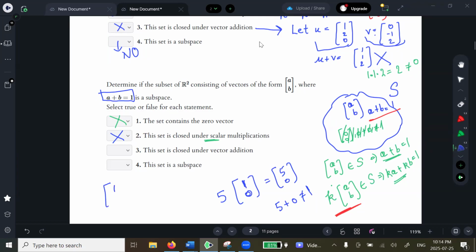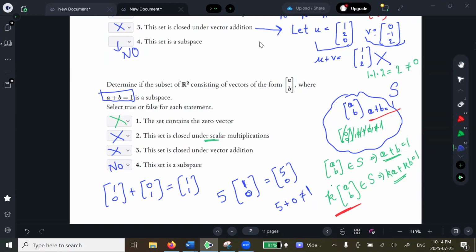Similar example you can pick for vector addition. I could pick (1, 0) and (0, 1). They both belong to the set because they both satisfy the condition that their sum is 1. But when I add them, I don't get the sum equal to 1. So clearly this set is not a subspace.